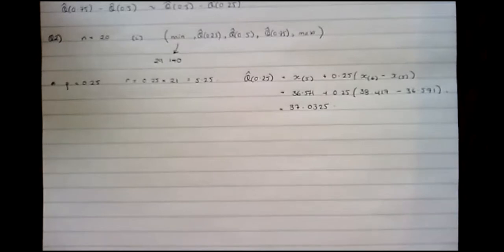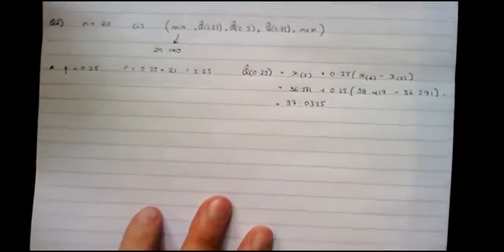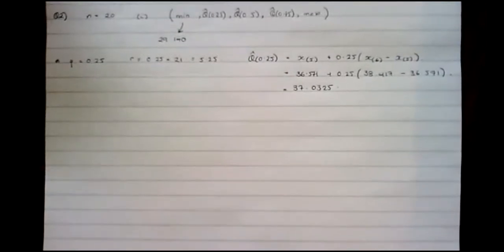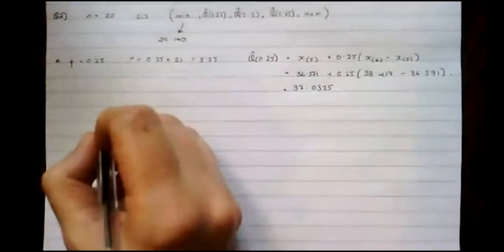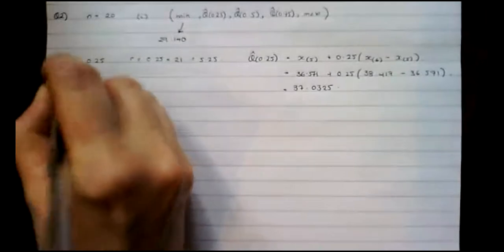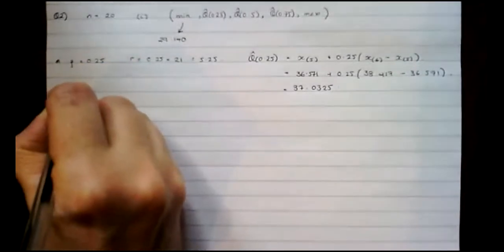So hopefully we can now replicate doing that really, really easily. We can find pretty much any of our percentiles that we want. So we've identified this one, the middle one, the median, the 50th percentile.